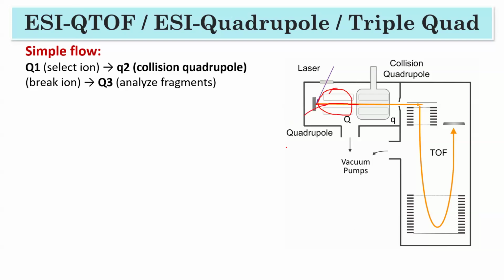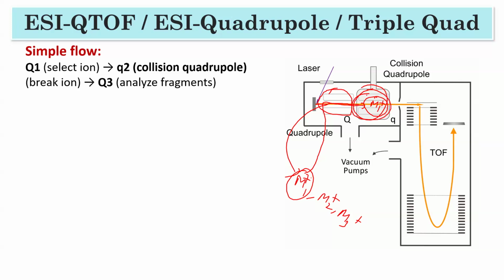In the quadrupole we can select some molecular ion, right? Suppose you have M1, M2, M3, all with a plus charge. So in the first quadrupole, we can select this ion. We just let this M1 go. Now this M1 plus reaches the second quadrupole mass analyzer.